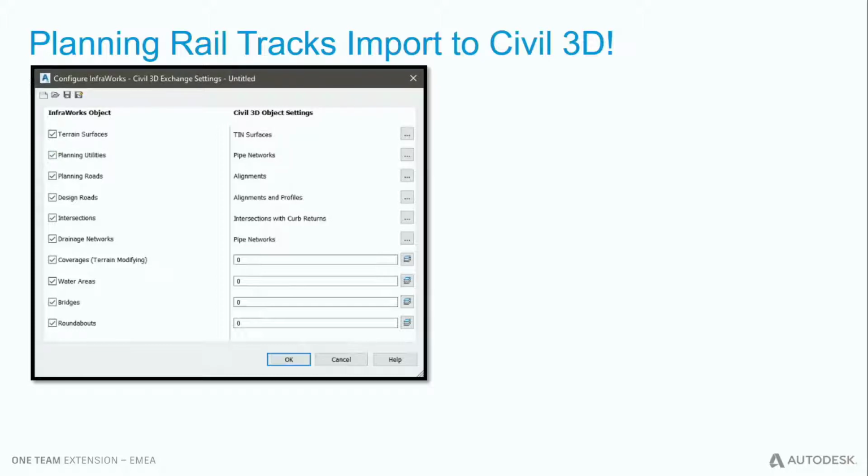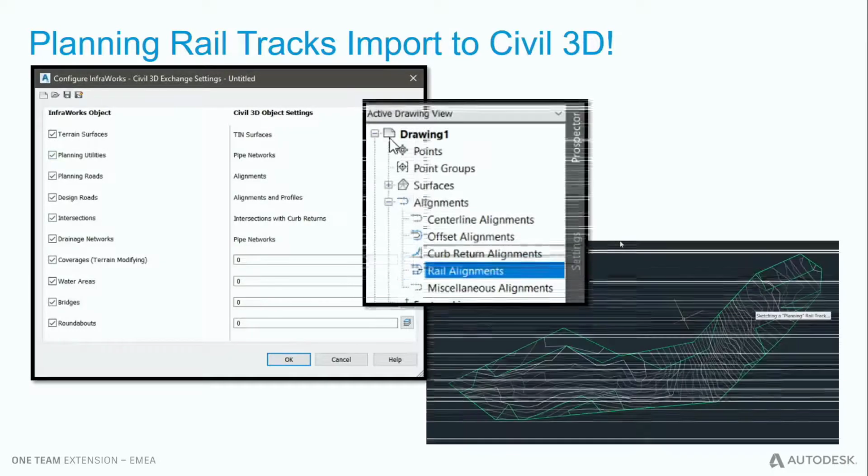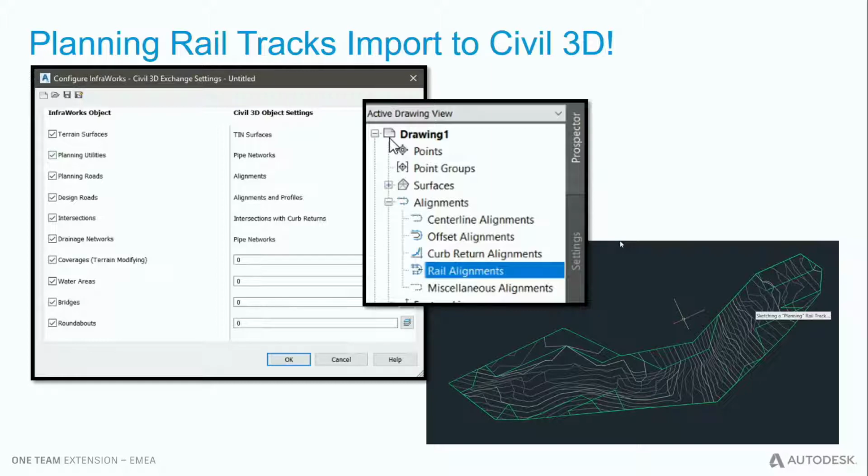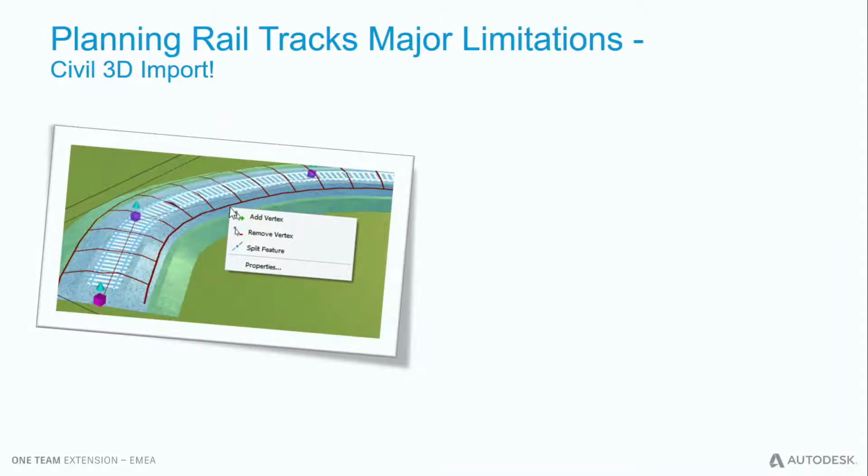So even if you tick them all, what you will end up with in Civil is that you can bring in the terrain, you can bring in any design roads, but you will have nothing listed there in Civil 3D as a rail track. So this is the limitation of pushing planning rail tracks into detailed design. It's good for that purpose, conceptual, or early on, but not for detailed design. So what if we want to move that rail track into Civil 3D for detailed design?